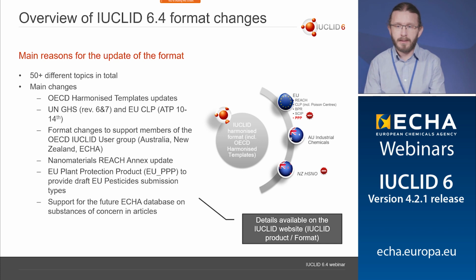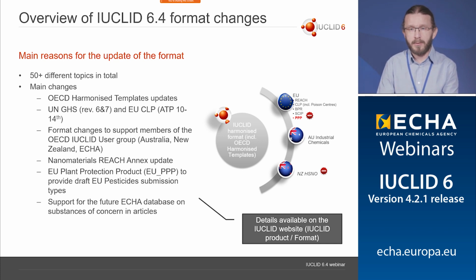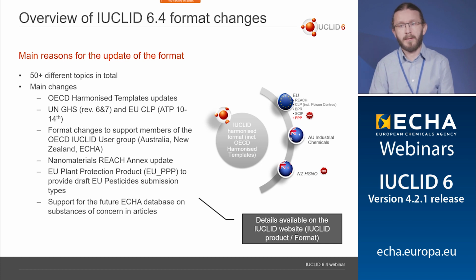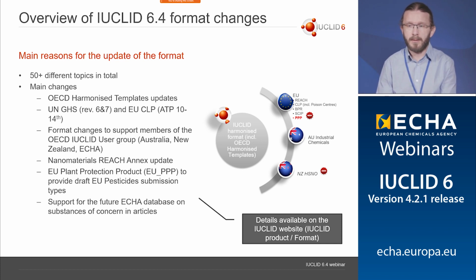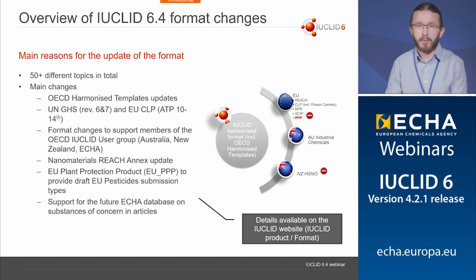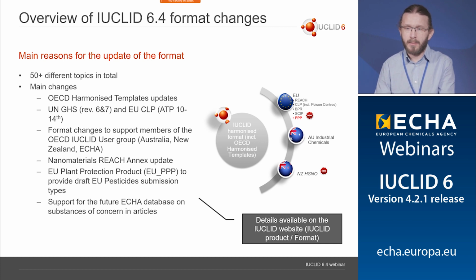You can see on the right side that the Euclid format is organized in different modules. We have the main part of the format that is harmonized at an OECD or at a European level. Then we have some specific parts of the format which are related to regulations. In Europe, it's REACH, CLP, biocides, SCIP, which is the new database for articles, and plant protection products, which has been created in this new version in order to prepare for a pilot we do with EFSA. And then we have also specific elements of the format for Australian and New Zealand organizations.